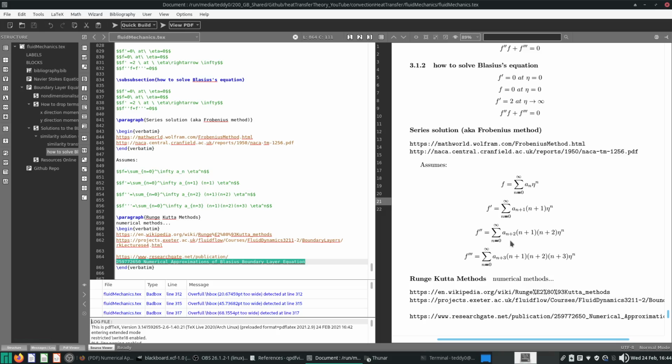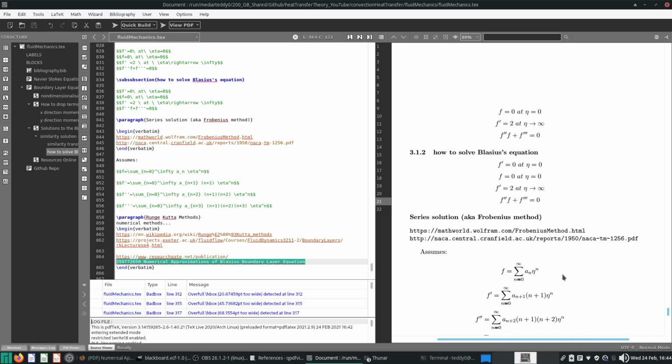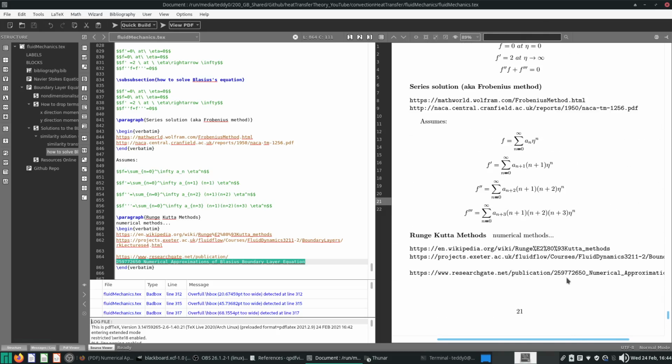So that's all I have, just discussing some solution methods for the Blasius equation, and I'll probably move on to some other topics. No promises about actually getting the Runge-Kutta methods done. If I do it, I'll do it.